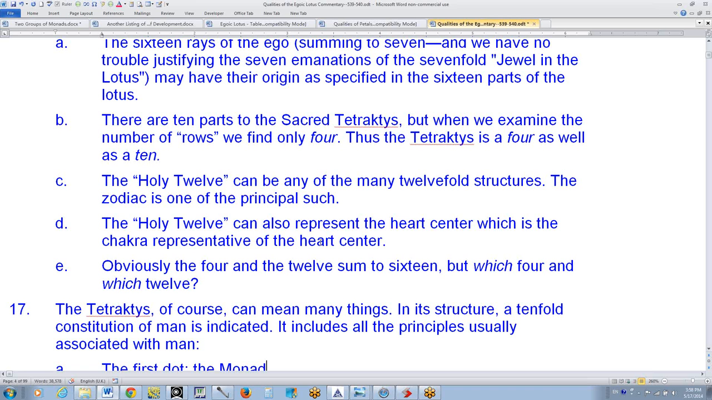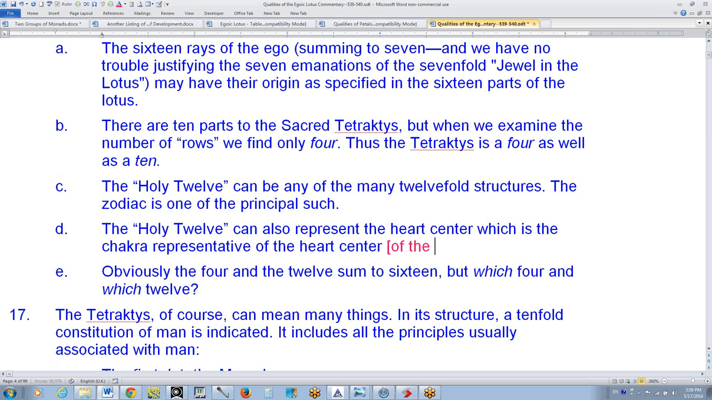The heart center, which is the chakra representative of the heart center. I want to add there of the monad. Anyway, the Egoic Lotus is a 12, which represents the heart of the monad. So obviously the 4 and the 12 sum to 16, but which 4 and which 12? Well, okay.